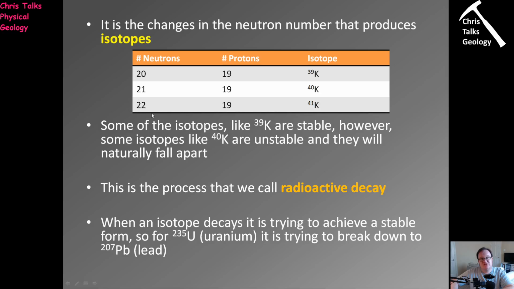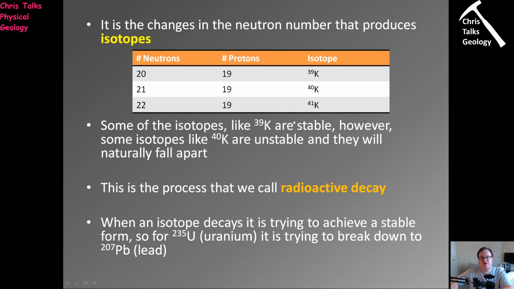Number of neutrons, 22. Number of protons, 19. Atomic mass of 41. So you can see that the number of protons is remaining constant, so they're all potassium, but the number of neutrons is variable. So each one of these is an isotope of potassium.